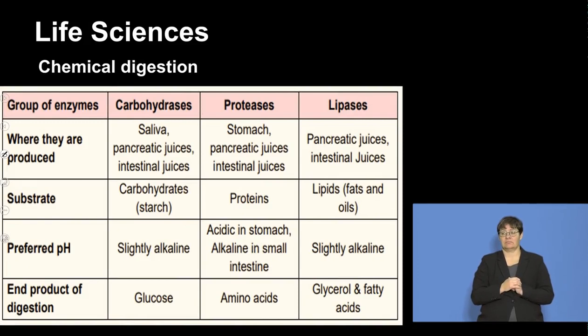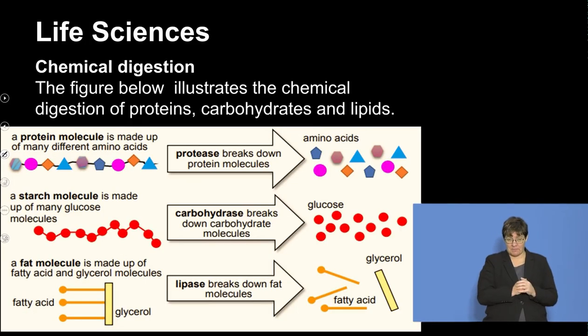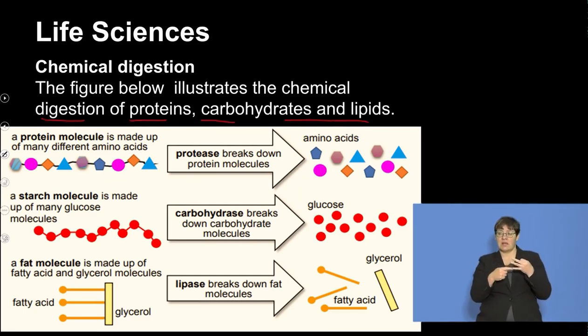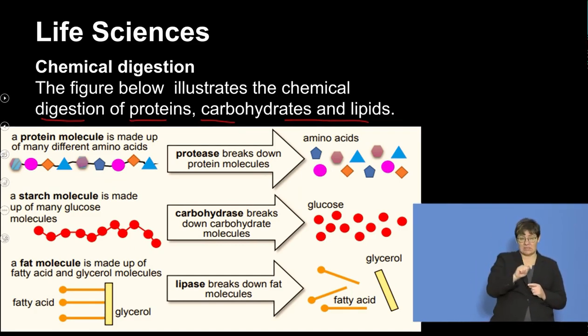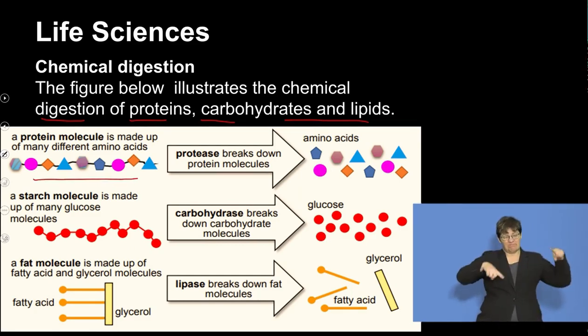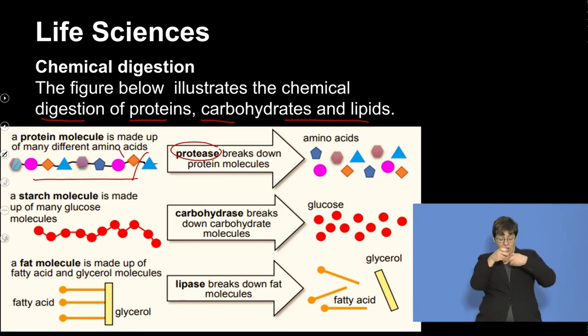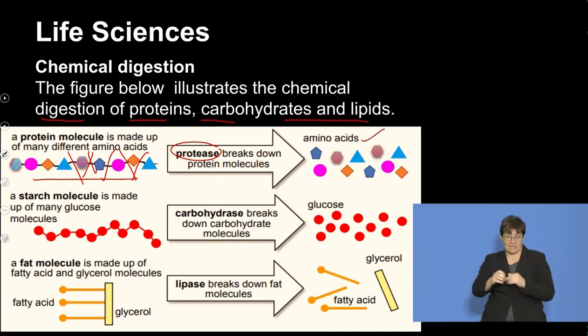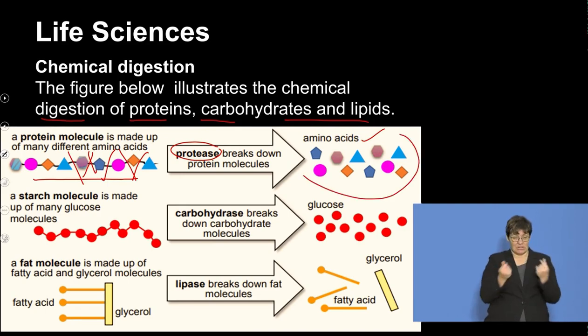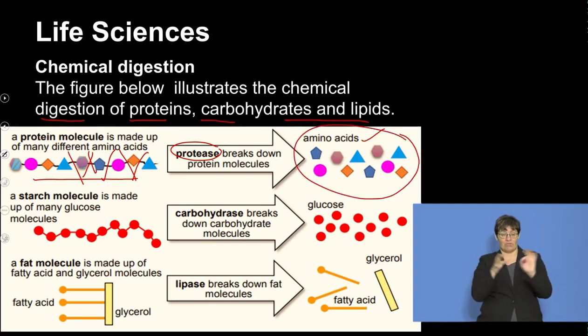So this is essentially what we've just looked at as a larger image. Let's look at the chemical digestion of proteins, carbohydrates, and lipids as an overview. So as I mentioned, your protein molecules are complex molecules made up of different types of amino acids. During the protein digesting process, the proteases break down the peptide bonds in a series of steps, releasing the simplest monomers called amino acids. And so that completes the protein digestion, where amino acids are released.